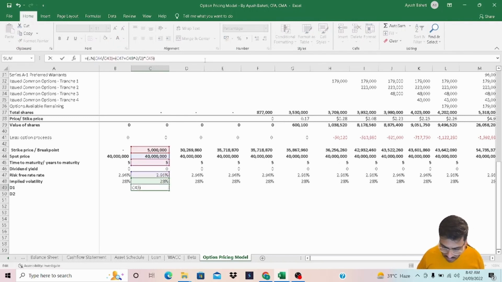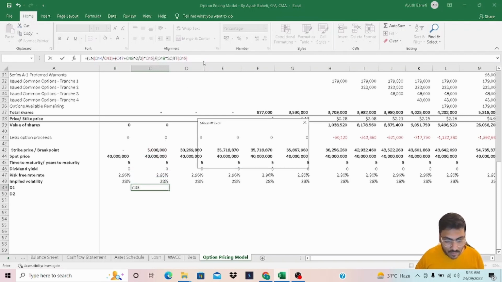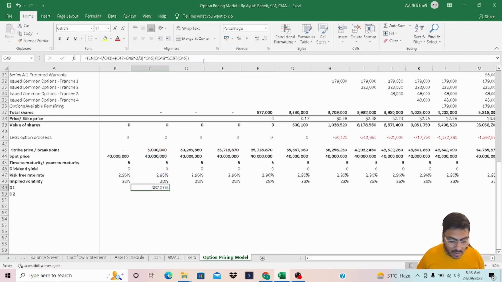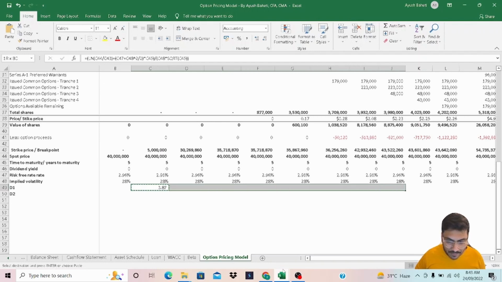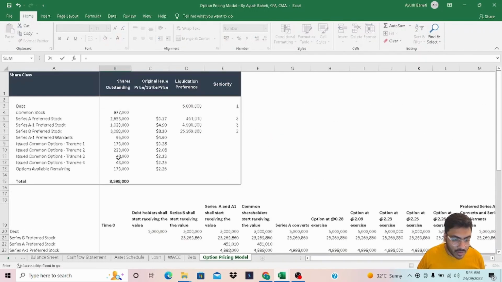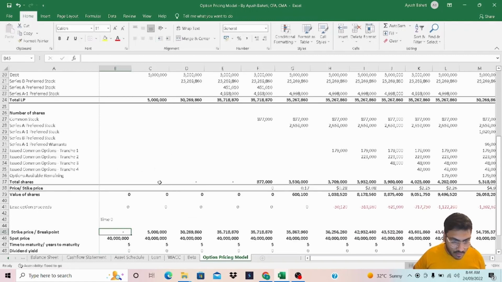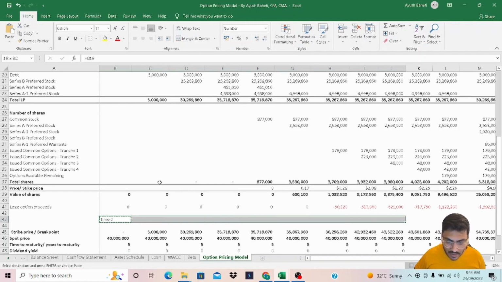The second part is divided by the volatility multiplied by the square root of theta. Okay, so this is our D1 value. All I'm going to do is drag the formula, and link to this, so that we know where we are in terms of the breakpoints.